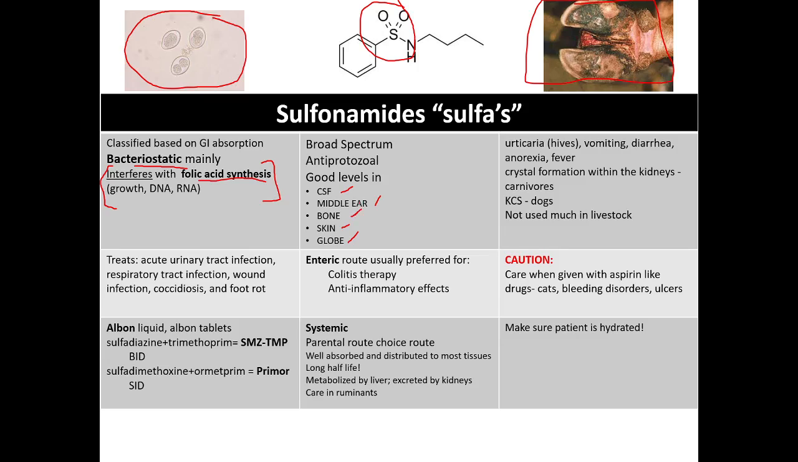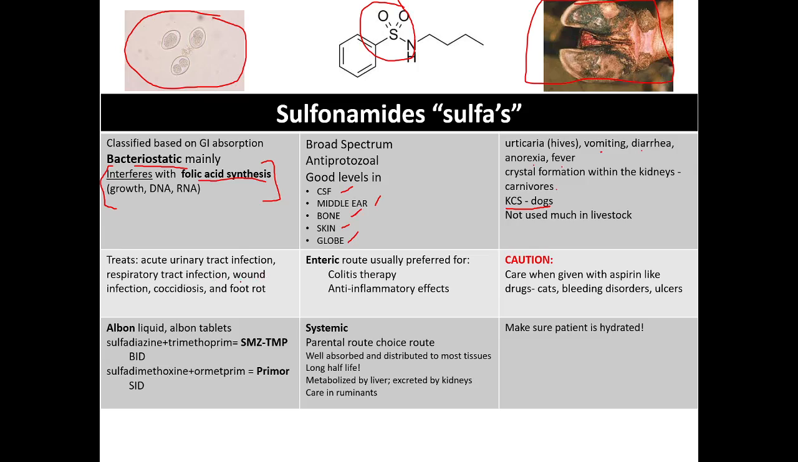We'll get really good tissue concentrations in these hard to reach areas. We can see hives or skin sensitivity, vomiting, diarrhea, anorexia, fever, crystal formation within the kidneys, especially with carnivores. KCS with long-term use in dogs, so dry eye in dogs. We don't use it much in livestock except if we have foot rot.